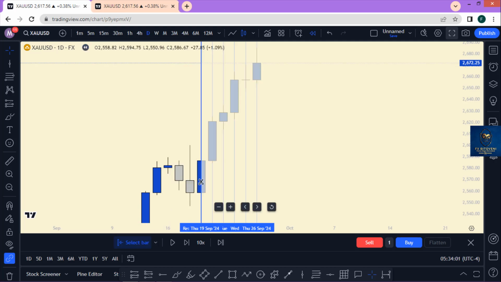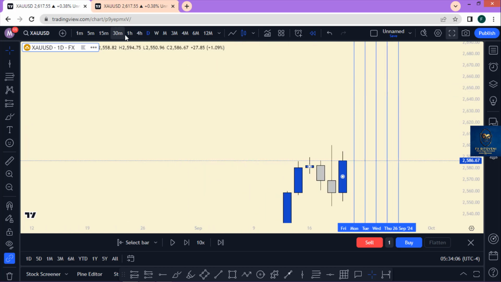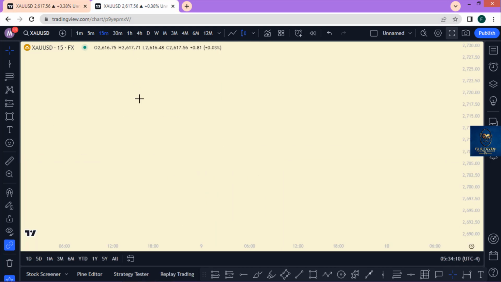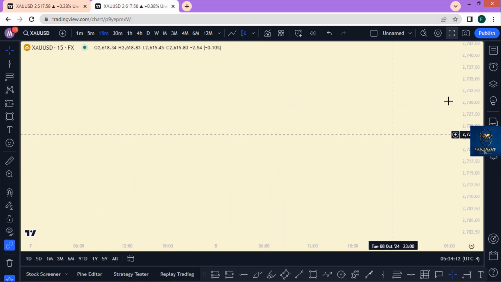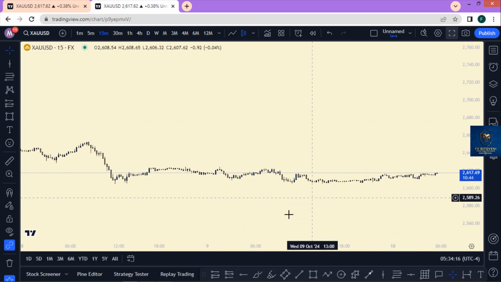Then we remove all of these candles. Now we do what? Remember, first step, number 1. Where is it?